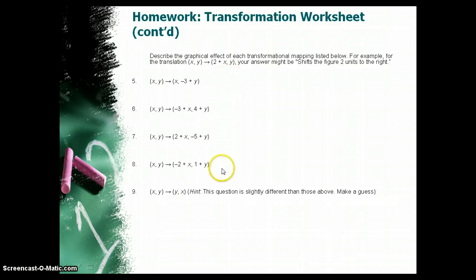5, 6, 7, and 8 should be pretty straightforward. Number 9 is a tough one. I gave you a hint here. This question is slightly different than those above. Make a guess if you have no idea. My suggestion might be to plot a couple points and then do what this translation says, to switch the x and the y. See if you notice a pattern developing.